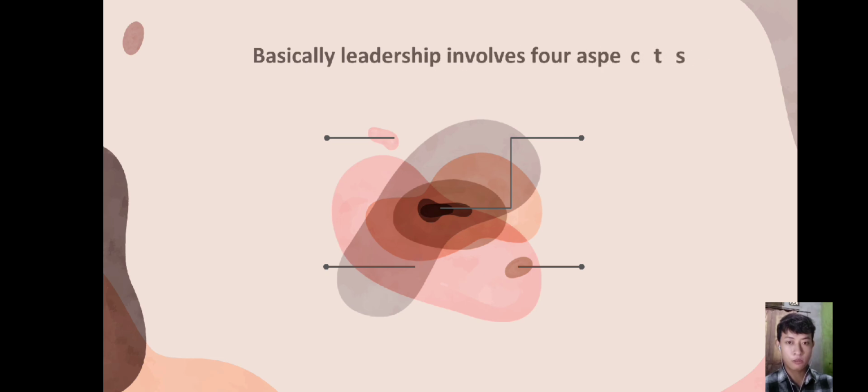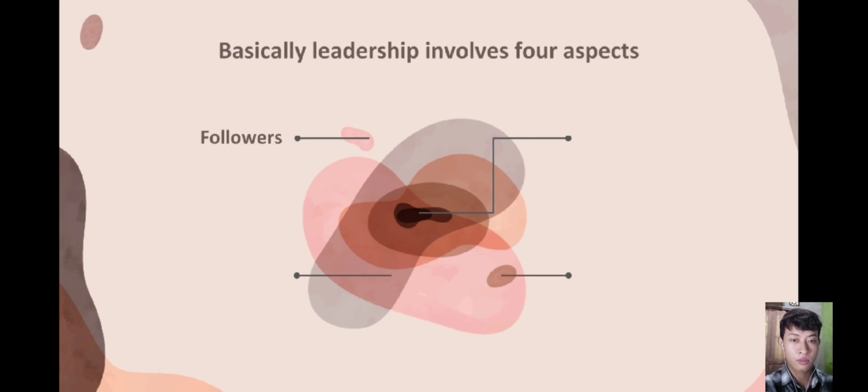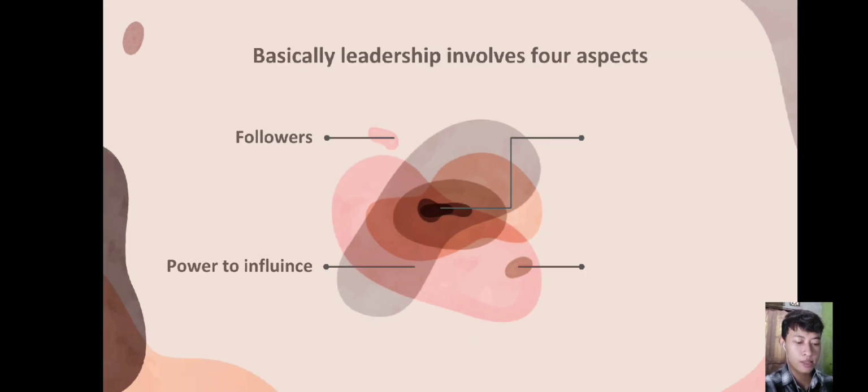Basically, leadership involves four aspects. 1. Followers are people who follow the leaders, or people who are given orders or determined by the leader to do something. 2. Power difference. There is a difference between the leader and the led, between the leader and the follower, or between superior and subordinates, which has implications for different power between the two.